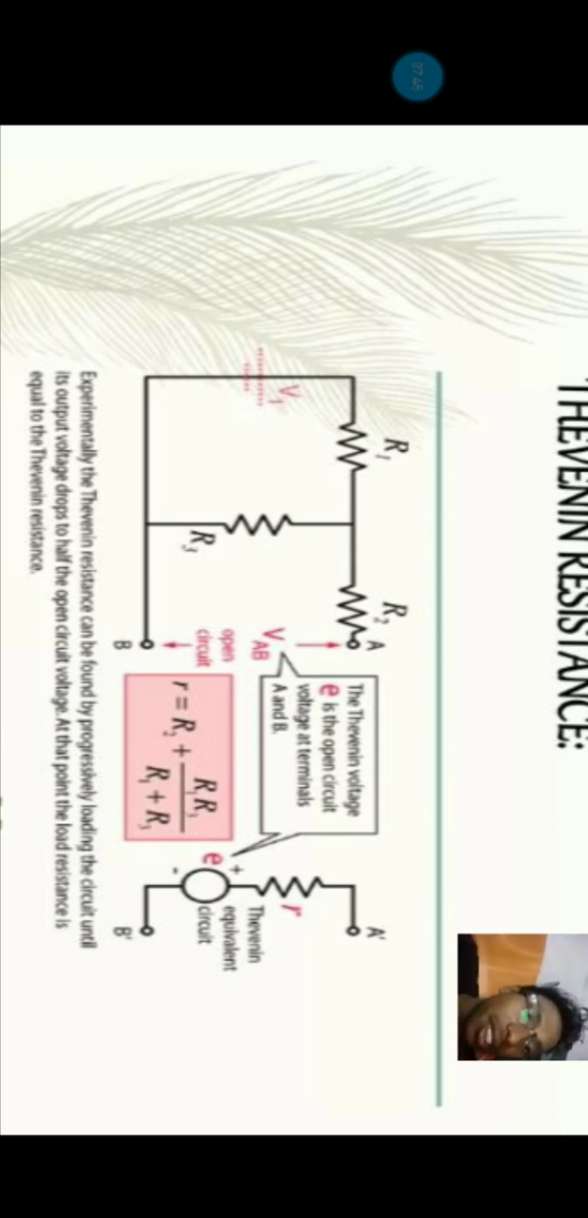For Thevenin's resistance, R1, R2, R3: the voltage sources are short circuited and current sources are open circuited. VAB is open circuited because it is a load resistor. Here R1 and R3 are in parallel and R2 is connected in series. The formula for parallel connection is R1 into R3 divided by R1 plus R3. If they are connected in series, then it is R1 plus R2. That's it.